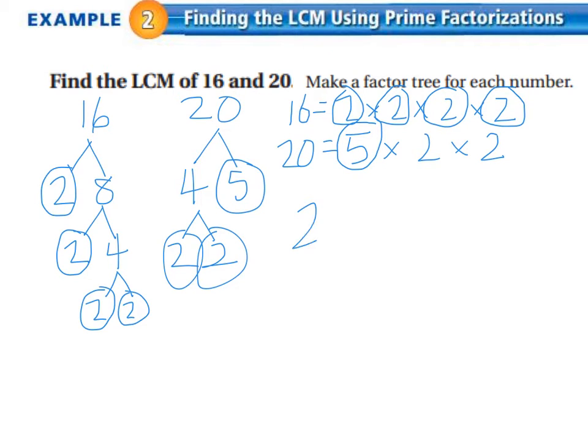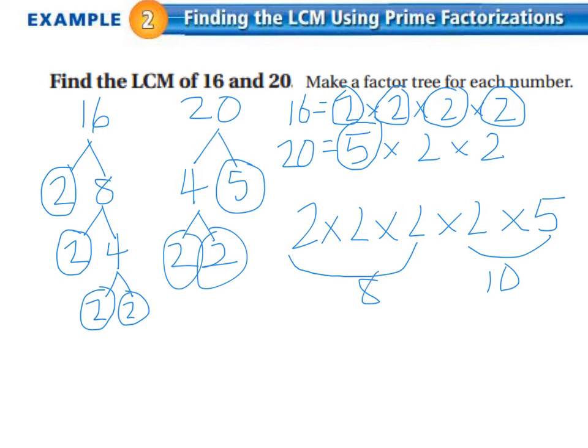So 2 times 2 times 2 times 2 times 5. When I multiply all that together, since order doesn't matter, I have 10, and I have 2 times 2, which is 4, times 2 more is 8, and 8 times 10 is 80. So the least common multiple of 16 and 20 is 80.